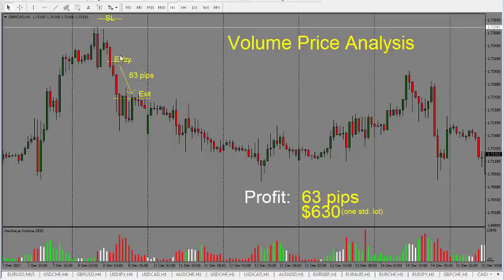So we enter the trade short, and our stop would go above this high here. So we want to give it some room for our trade to breathe. So we will put our stop right there. And as we can see, our price starts to drop here.